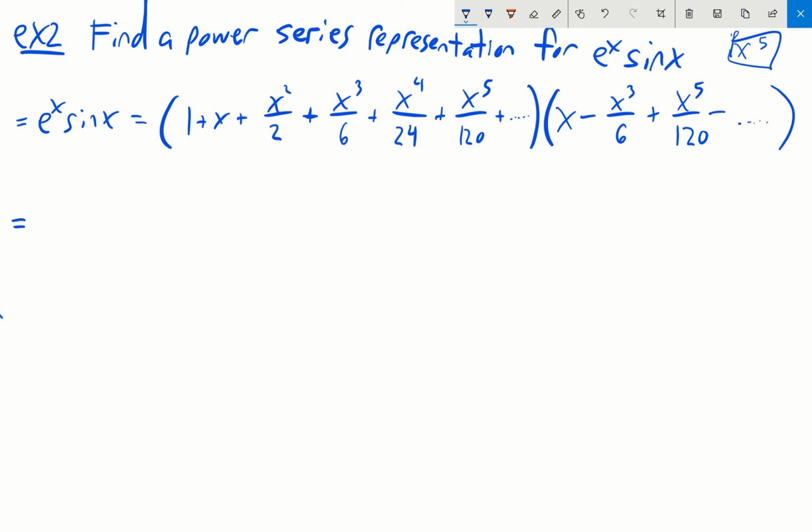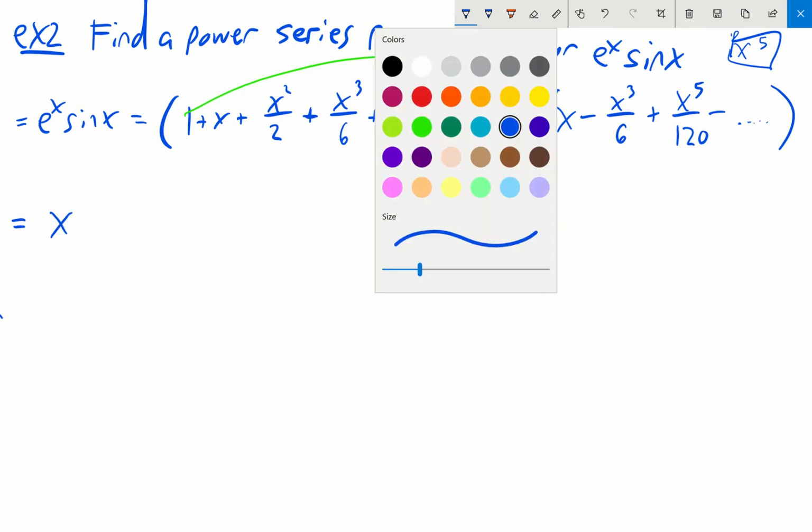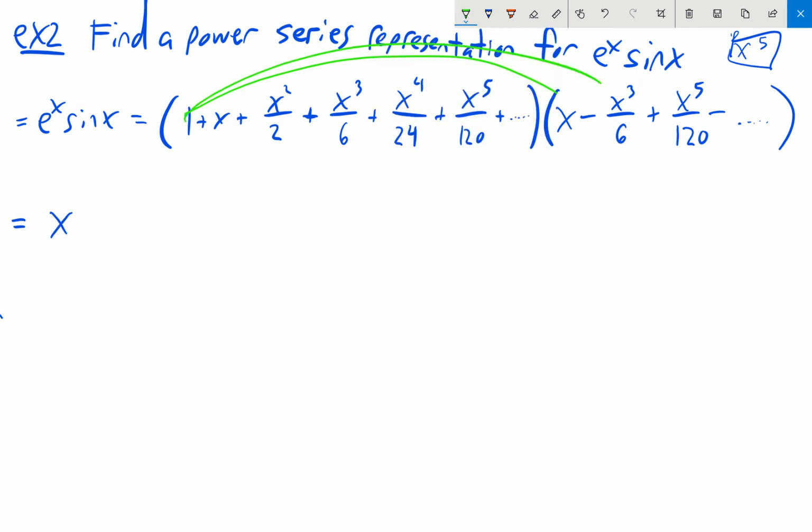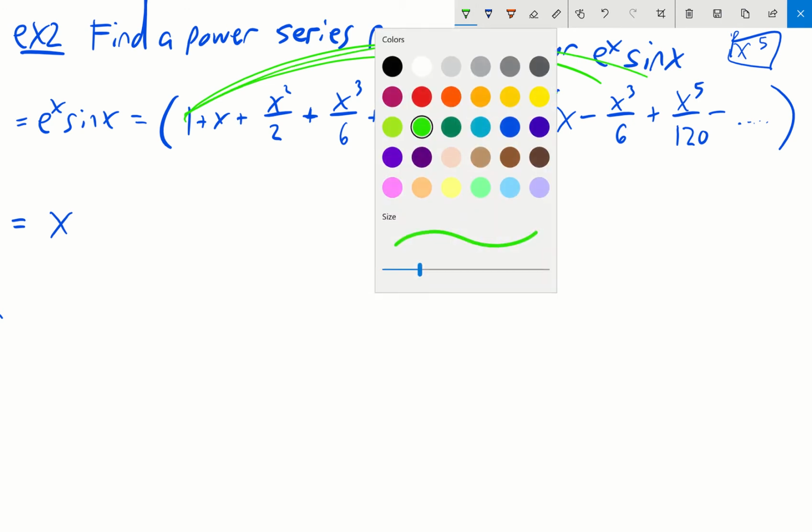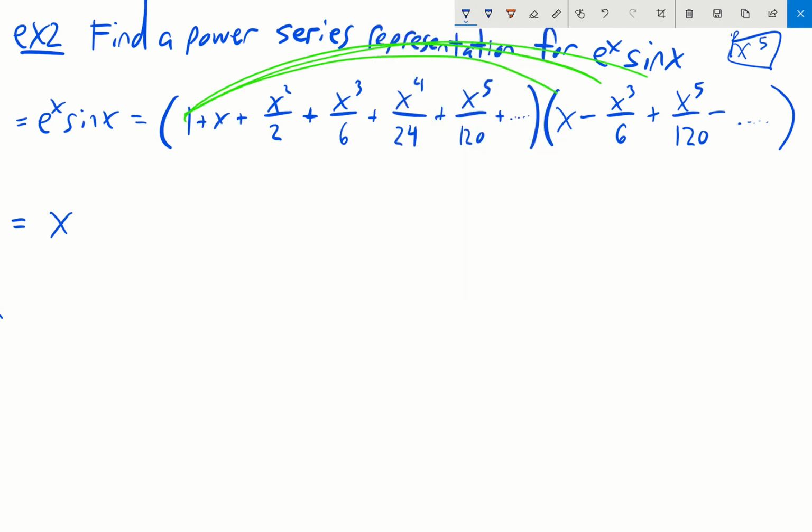So 1 times x would give us x. We would then do the 1 times x cubed divided by 6, and then the 1 times x to the 5th divided by 120. And then we could stop there because the next term in this series would be a negative x to the 7th term, which is beyond the order that we're going here. Now that I'm done with the 1, we're going to repeat the same thing.